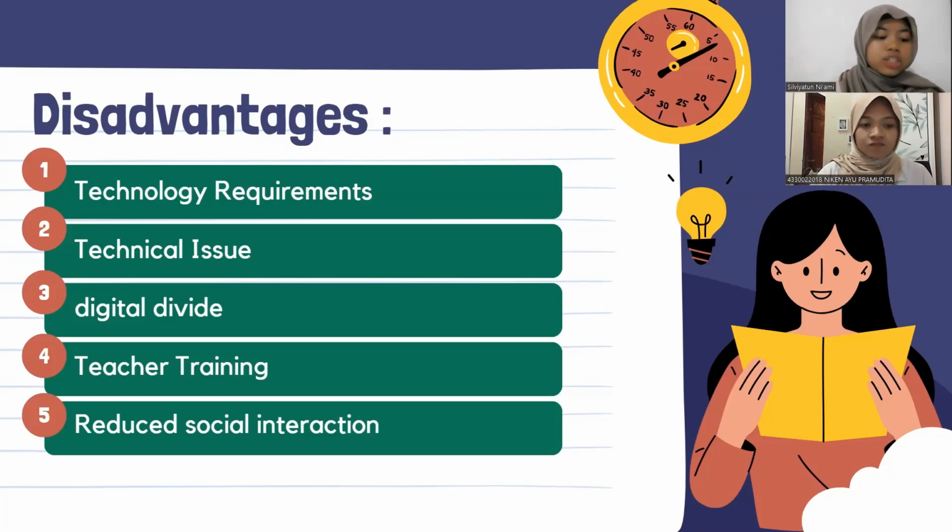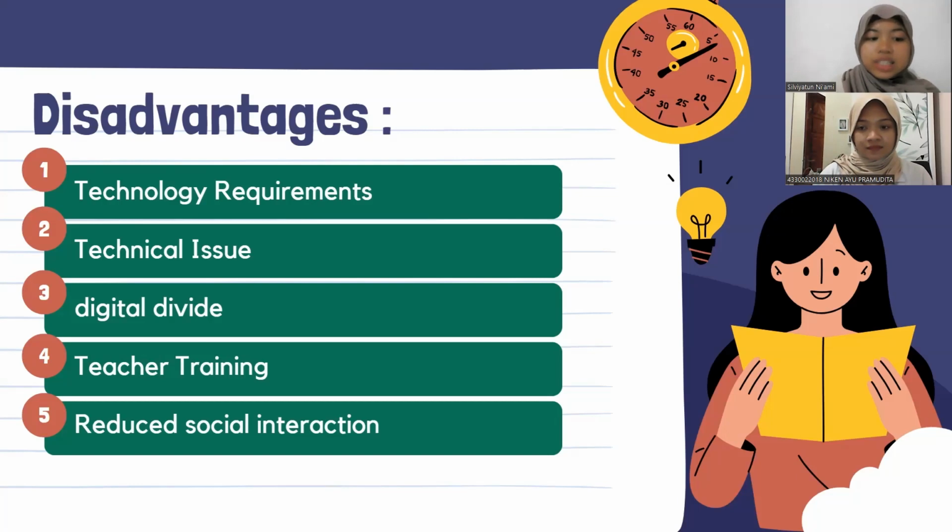And the fourth, there is teacher training. Teachers need to learn how to use online teaching, which can take time and money, especially for the older generation. It is complicated to learn new technology and new things to do with the technology. They might be confused with technology.